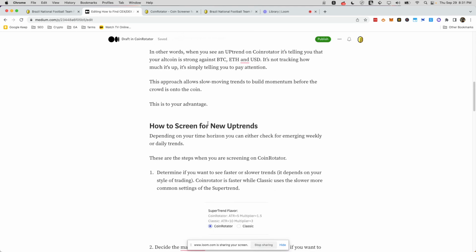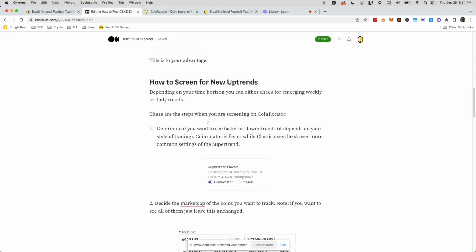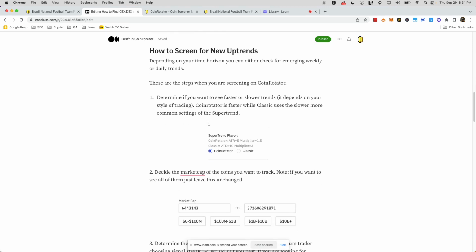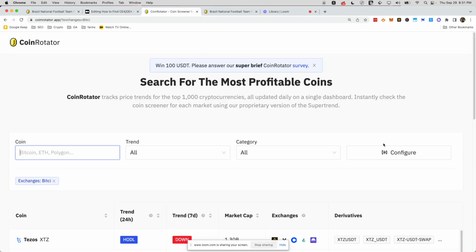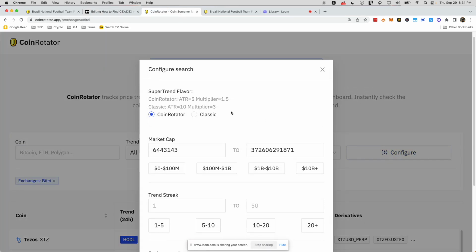Okay, so once you understand how CoinRotator works, you're probably going to want to give it a try. And the first thing to do is to check settings. And we go here to the modal. We can configure the search like this with the SuperTrend flavor. Either you can use the CoinRotator version, which is much faster than the standard, and I find it's quite useful for crypto trading. Or you can use the classic one. A lot of people who use the classic one, they use the SuperTrend more as support and resistance, whereas the way we're creating alerts, it's based on actually breaking out of a trend.